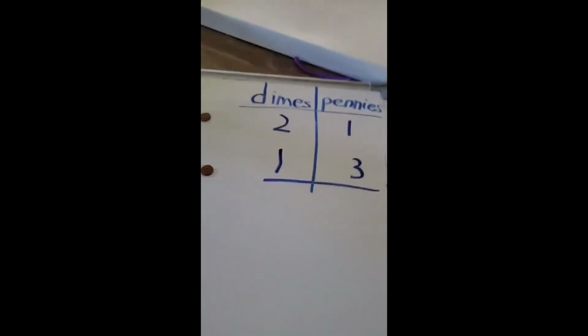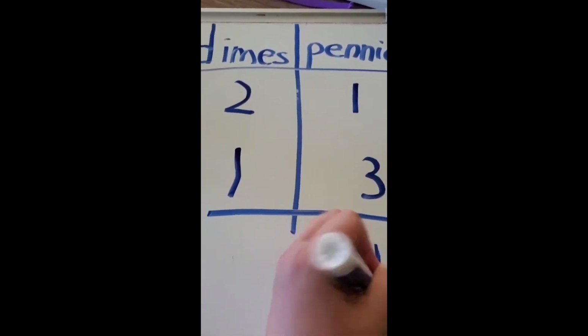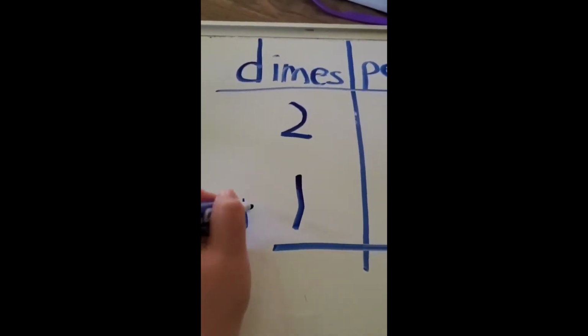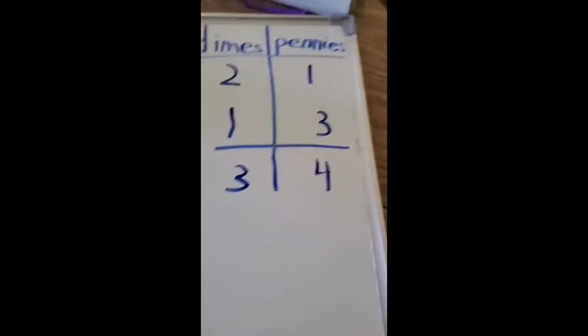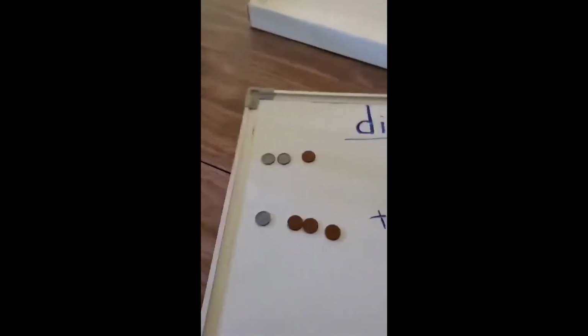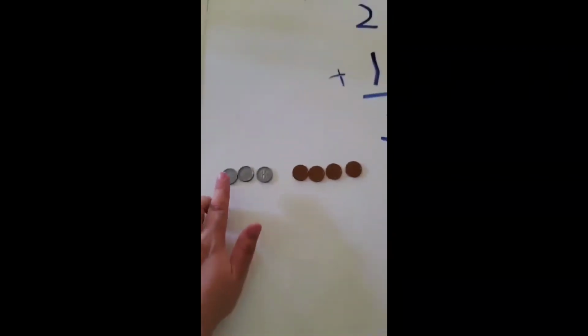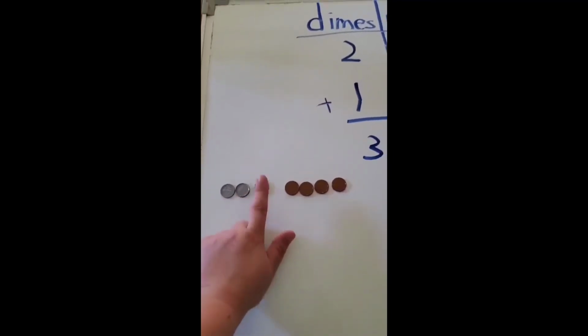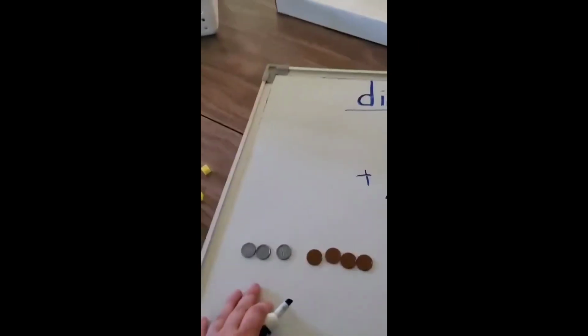So now, let's add them up, okay? How many pennies? 3, 4. Let's add up the dimes. 2 plus 1 is 3. 34, so I should have 34 cents. Let's add them up together to make sure I have 34 cents because we've got to always check our answer. Okay, I got the dimes together and I got the pennies together. Let's add them up. 10, 20, 30, 31, 32, 33, 34. I have 34 here and 34 there.